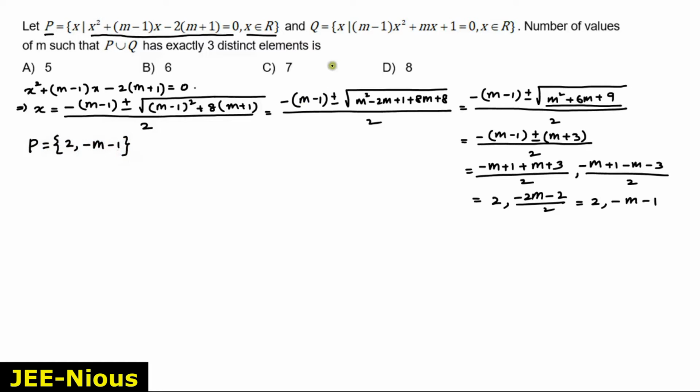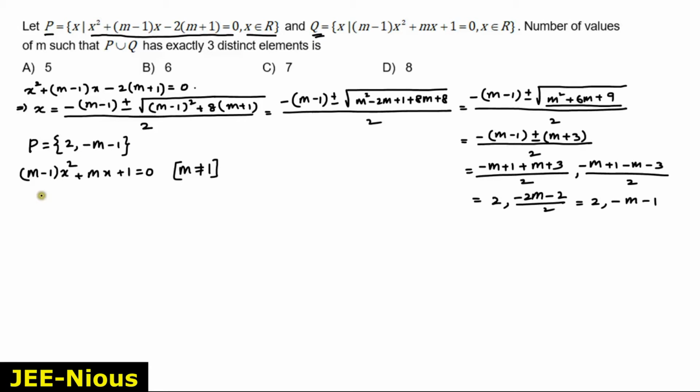Okay. Now let us consider the set Q. To get the elements of set Q, we are solving the quadratic equation given to us. In the first case, we are considering that m is not equal to 1. We are assuming that m is not equal to 1. This is the first case I am considering. Then I will consider that when m equals 1, what will be the elements. First, let us consider m is not equal to 1.